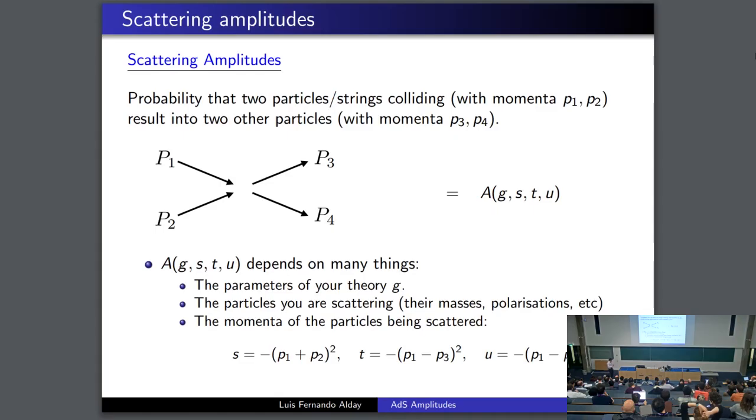Now, a scattering amplitude, in this case the four-point scattering amplitude, is basically the probability that two particles, or strings, colliding with momenta P1 and P2, result in two other particles with momenta P3 and P4. The amplitude can depend on many things. It depends on the parameters of your theory, here collectively denoted by G. It depends on the particles you are scattering, their masses, polarizations, etc., and also on the momenta of the particles being scattered through the three Mandelstam invariants S, T, and U.